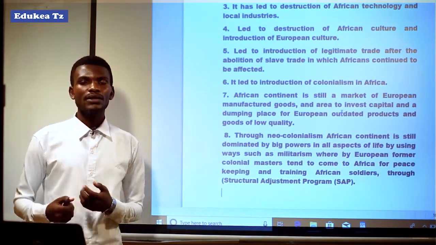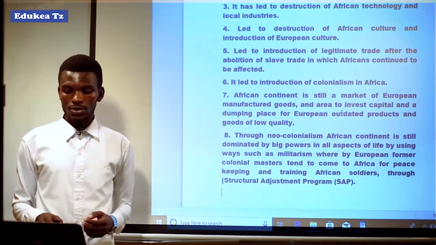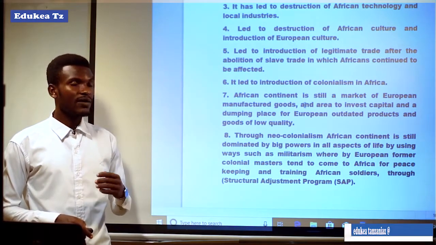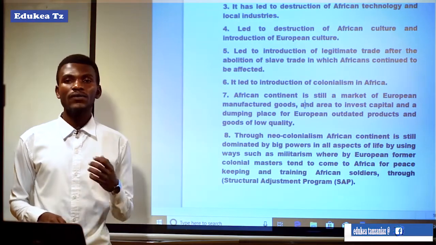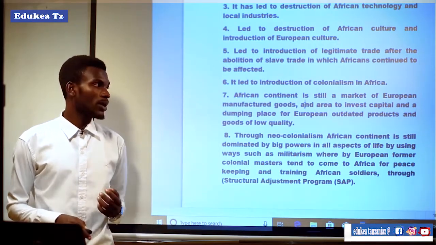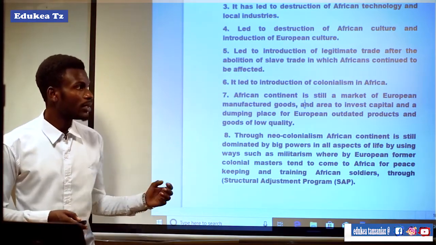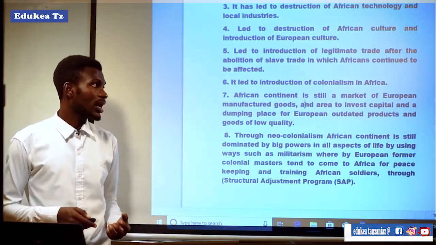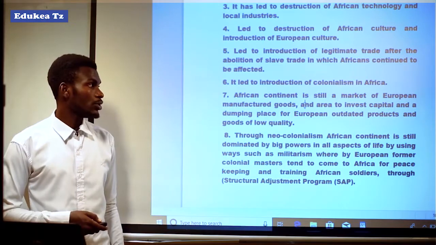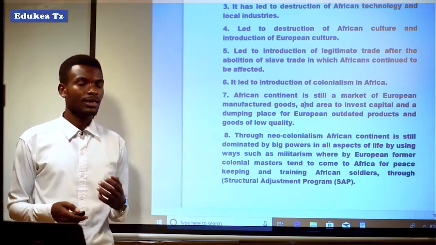It means that the African continent until now has still been the place where European manufactured goods have been dumped, and the area for investment of the surplus capital of European powers. So the African continent has become the area for a market of European manufactured goods, as well as the area for investment of European surplus capital in order to ensure maximization of profit for European interests.